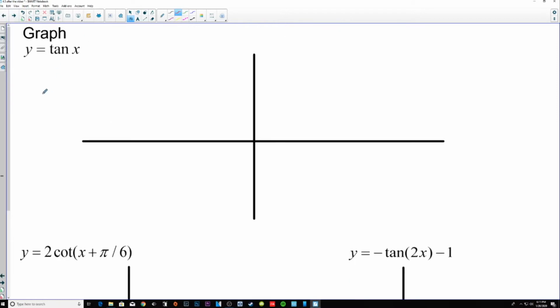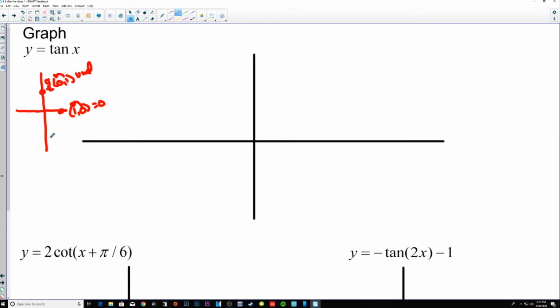Graph tangent of x. Well, let's start out by looking at the unit circle. And so tangent at 0, let's see, we have the point 1, 0. So at 0, 0 over 1 is 0. And then at pi over 2, we have the point 0, 1. 1 divided by 0 is undefined.